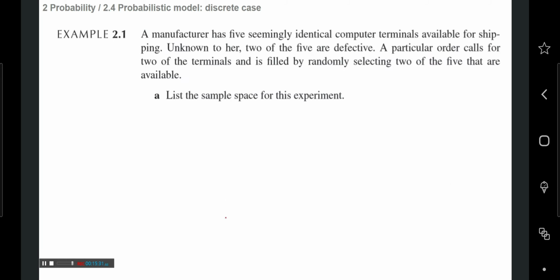Okay, let's look at Example 2.1. A manufacturer has 5 seemingly identical computer terminals available for shipping. Unknown to her, 2 of the 5 are defective. A particular order calls for 2 of the terminals and is filled by randomly selecting 2 of the 5 that are available. So a manufacturer has 5 computer terminals.